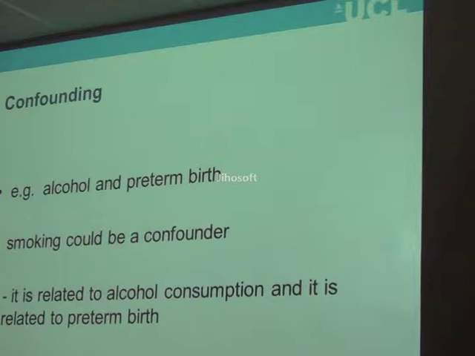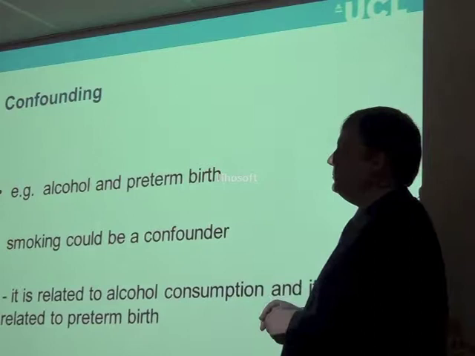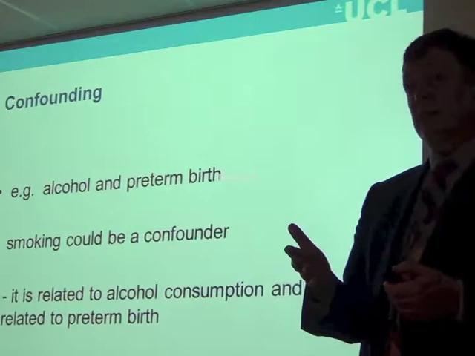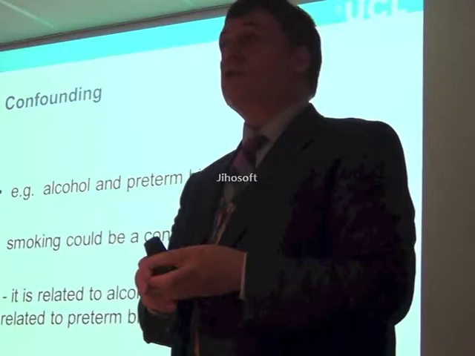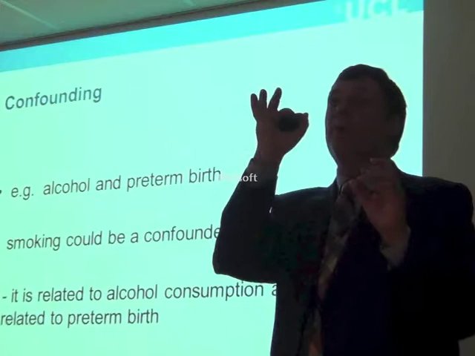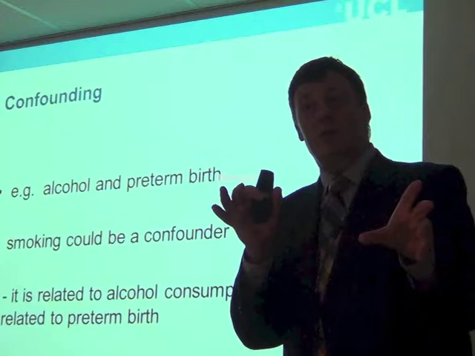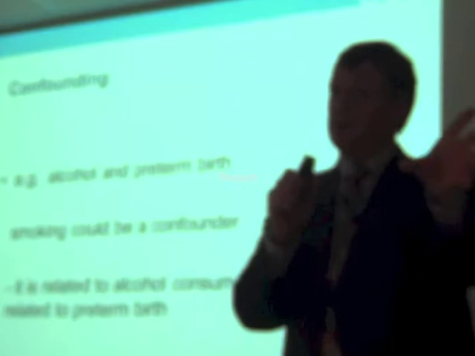So take alcohol and preterm birth. There was a lot of interest in this in the 90s. Smoking might be a confounder, mightn't it? Women who drink alcohol during pregnancy, particularly more than just a very small amount, are much more likely to be smokers. Smoking is associated with preterm birth. So if you're interested in the association between alcohol use and preterm birth, smoking could be a potent confounder. So if you find a relationship between alcohol use and preterm birth, it may only be due to differences in smoking between those women who drink a lot and those women who don't drink at all. Does that make sense? But it has to be because smoking is related to both the exposure and the outcome.